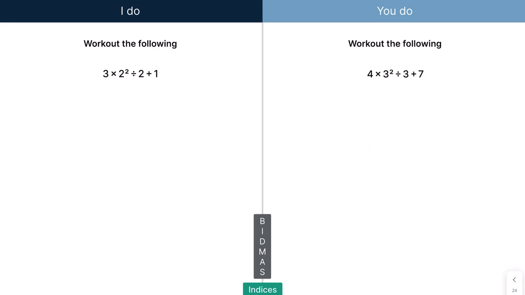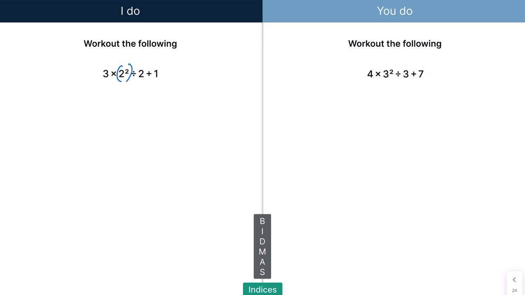And moving on. So again, looking at this one looks slightly harder, but the exact same principles. Look at this. What comes first? I can see the indices is going to happen first. Then we have the division is going to happen second. Then the multiplication is going to happen third. And then the addition is going to happen fourth. So we can solve this question in 4 steps.